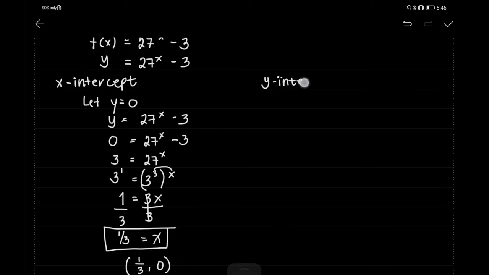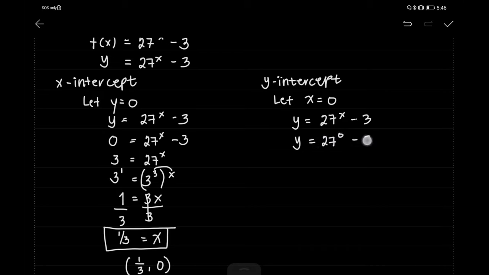y-intercept. So, same as usual, to solve for the y-intercept, we have to let the value of our x be equal to 0. So, this is our original function: y is equal to 27^x minus 3. So, this is y. Then, 27, ang x natin is gawing 0, minus 3. So, y natin is 27 raised to 0, which is equal to 1, then minus 3. So, ang y natin ay magiging 1 minus 3 is negative 2. Therefore, the value of our y is negative 2.